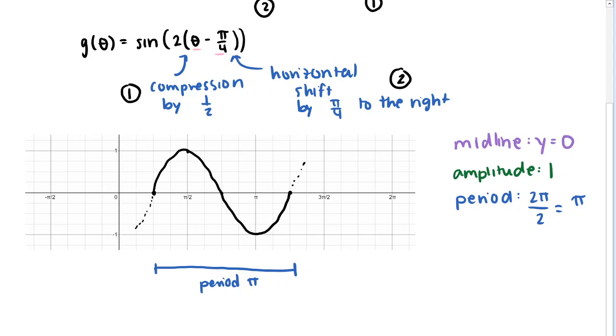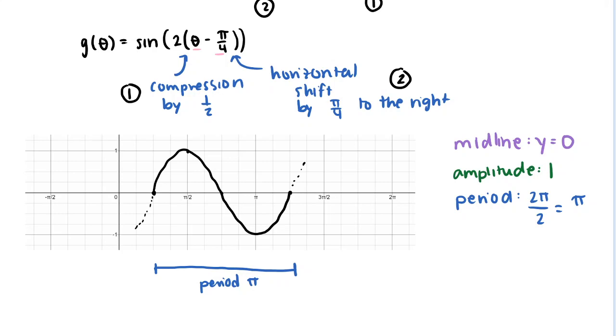But the main thing to notice is that here we had a compression and a horizontal shift, and to properly apply both of these in combination, we had to factor out that coefficient of our input from both the input and the constant there, so that we can apply the stretch or compression first and then the shift afterwards.